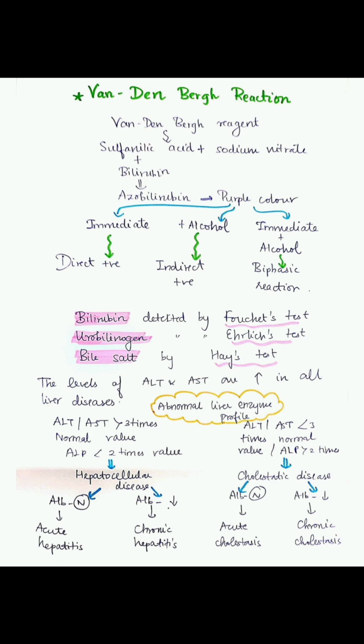The levels of ALT and AST are always elevated in all liver diseases. If there is an abnormal liver enzyme profile, divide it into 2 types: ALT or AST more than 3 times the normal value and ALP less than 2 times the normal value indicates hepatocellular disease. In the same way, if the ALT or AST is less than 3 times the normal value, it indicates cholestatic disease.